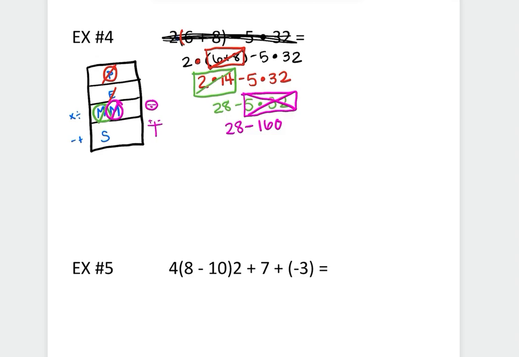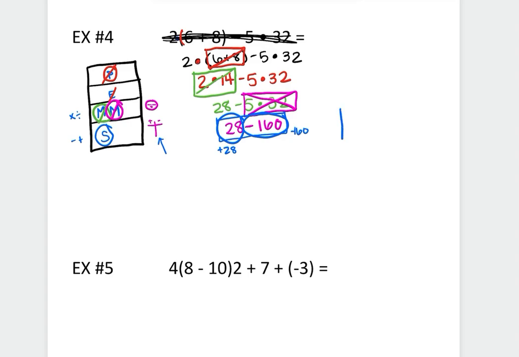I'm on my last step, which is subtract. Now, when we get to subtraction, we have to ask ourselves, can I do this subtraction? Can I take away $160 from $28? No, I would be in the negatives. So that is when we need to use our table right there. This is a positive 28 and a negative 160.